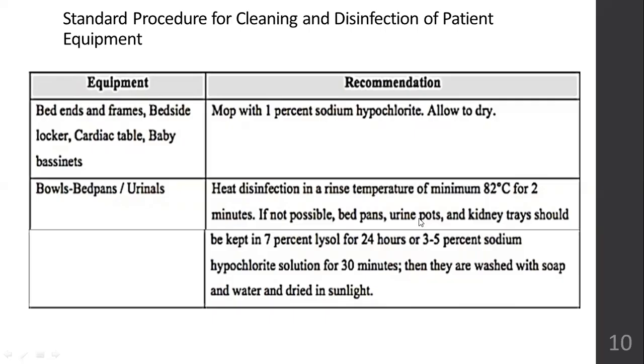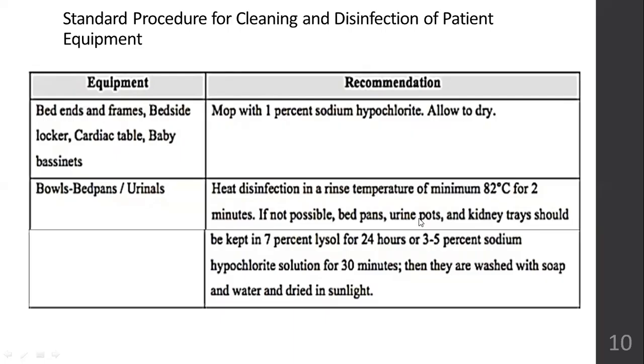Bedpans, urinals, the housekeeping department has to make sure that these are rinsed properly in 82 degrees Celsius for at least 2 minutes, and then with detergent water, before being passed on to a new patient. If that is not possible, soak them for 24 hours in 7% Lysol or in 3 to 5% sodium hypochlorite solution for 30 minutes, then wash with water and soap, dry in sunlight, and then a new patient can use it.